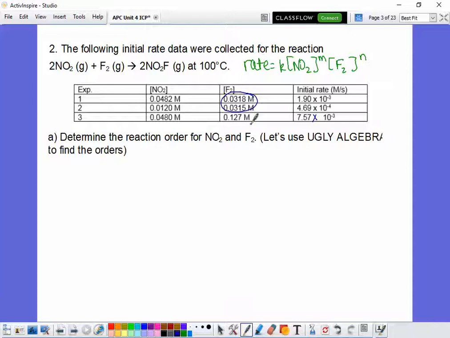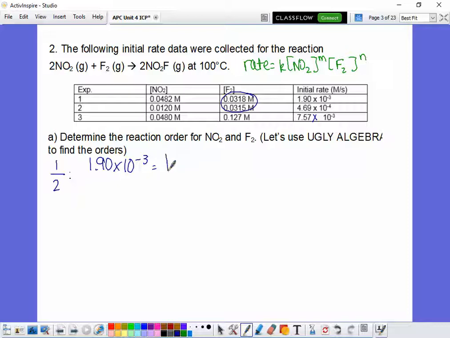So we're going to write out this information. Now, let's do experiment 1 over experiment 2. And I'll explain why I'm doing that in a moment. What is the rate of experiment 1? 1.90 times 10 to the negative third. And for right now, you can leave off units because they're not going to come into play until later. Orders don't have units. They're just a number.